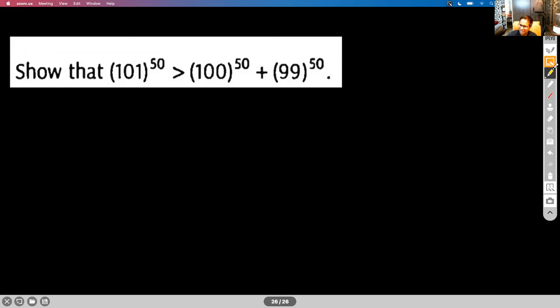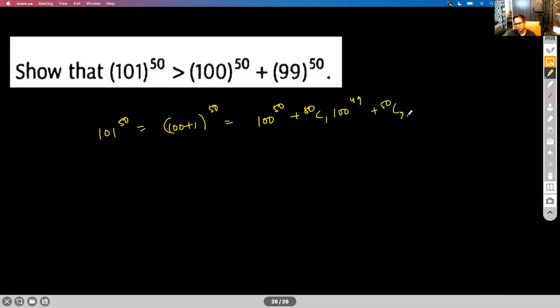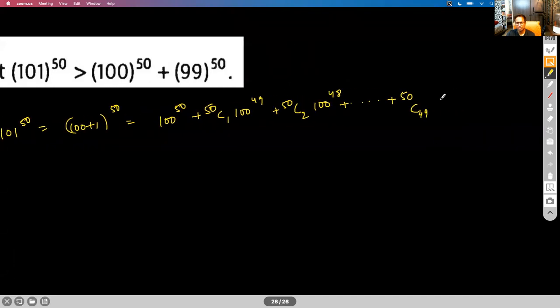Okay, in the interest of time, I'll be solving this problem because there's just 2 minutes left. I don't want it to extend beyond. See, 101 to the power 50. Can I write it as 100 plus 1 to the power 50? When you write this expansion, it becomes 100 to the power 50, 50C1 100 to the power 49, 50C2 100 to the power 48, and so on, till the penultimate term 50C49 times 100, and the last is 50C50, which is 1 actually.